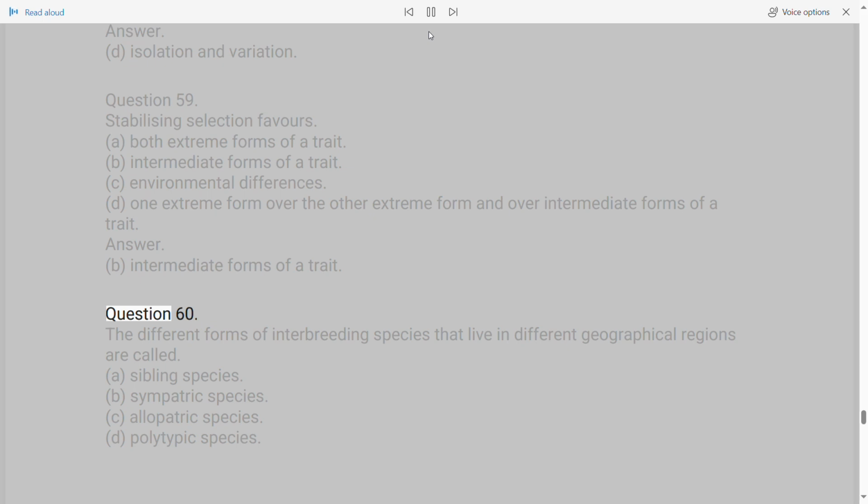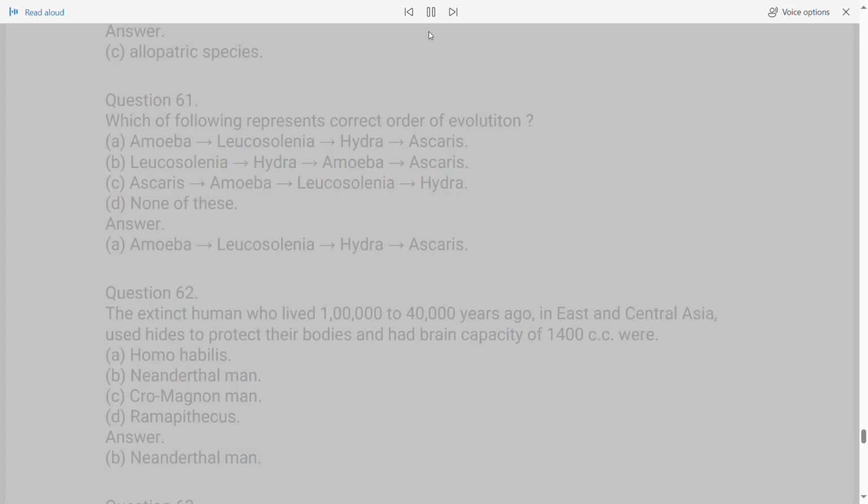Question 60. The different forms of interbreeding species that live in different geographical regions are called: A. Sibling species. B. Sympatric species. C. Allopatric species. D. Polytypic species. Answer. C. Allopatric species.